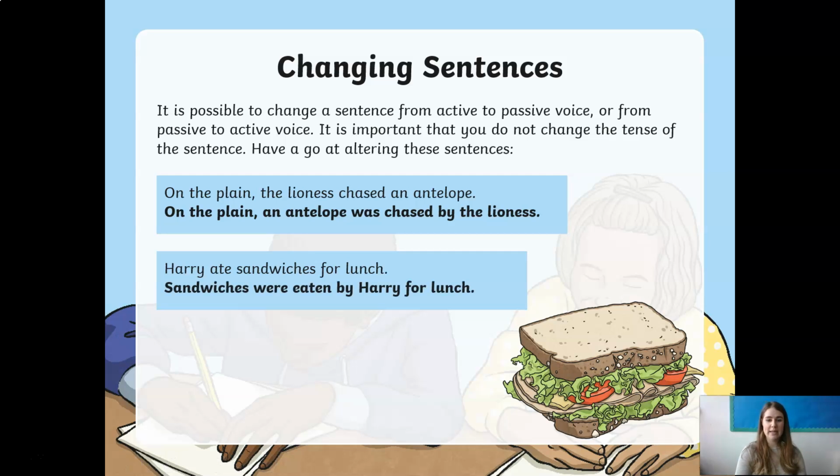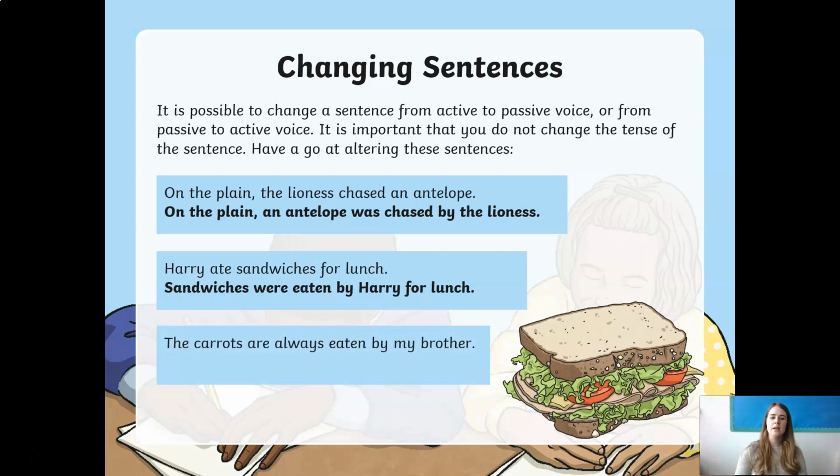Okay, so sandwiches were eaten by Harry for lunch. Or it could be sandwiches were eaten for lunch by Harry. Okay. What about this one? The carrots are always eaten by my brother. Okay, now this time round, it's a passive sentence. Okay, the carrots were always eaten by my brother. So we need to change this around so it goes to the beginning of the sentence. So pause the video. Can you now change this one into an active sentence?